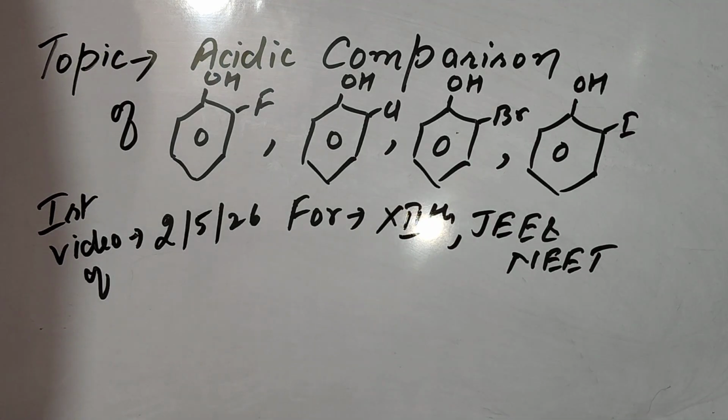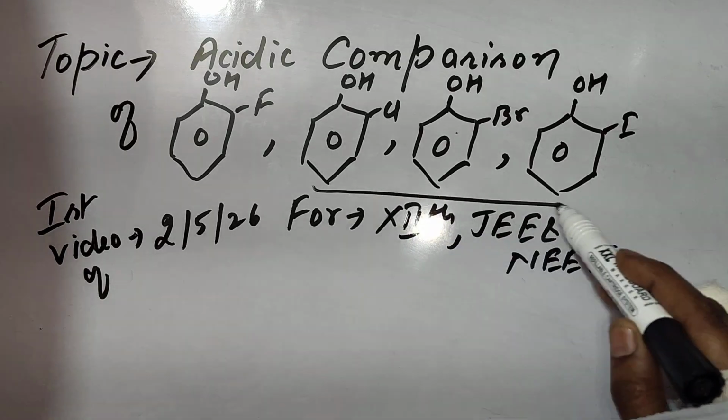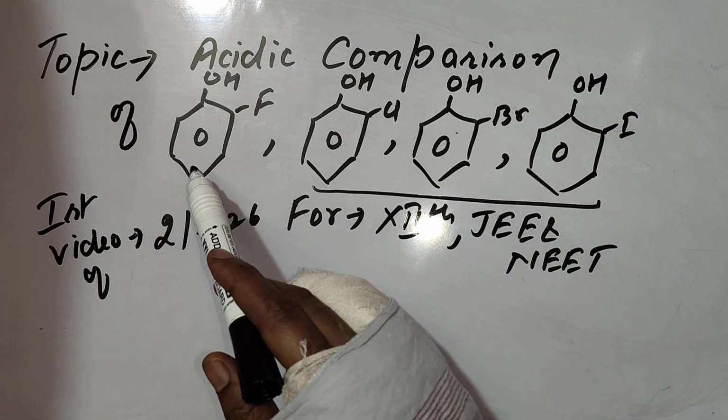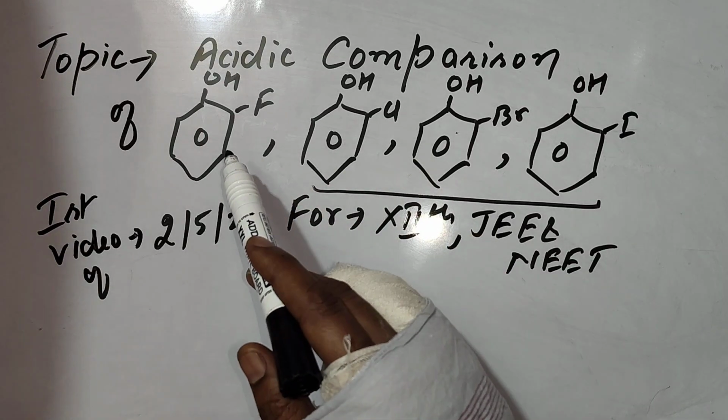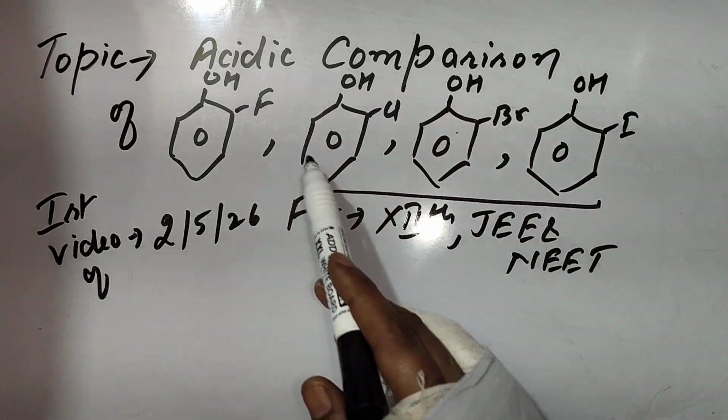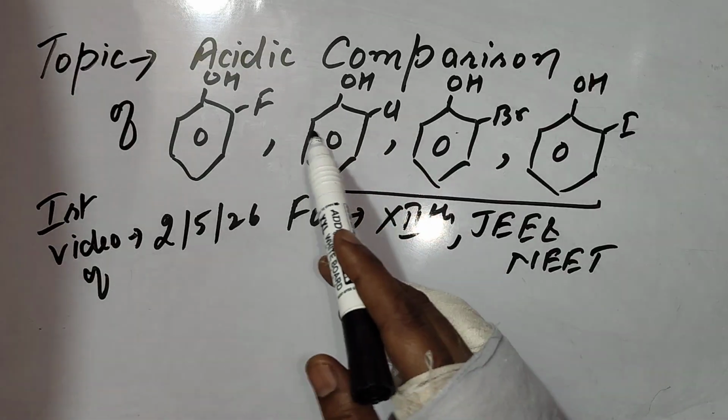Hello everyone. The next acidic comparison will be among these four molecules: orthofluorophenol, orthochlorophenol, orthobromophenol and orthoiodophenol. These three we have already compared, and this one will either be less acidic than these three or more acidic. So no need to compare these three in this video. Already we have compared them.